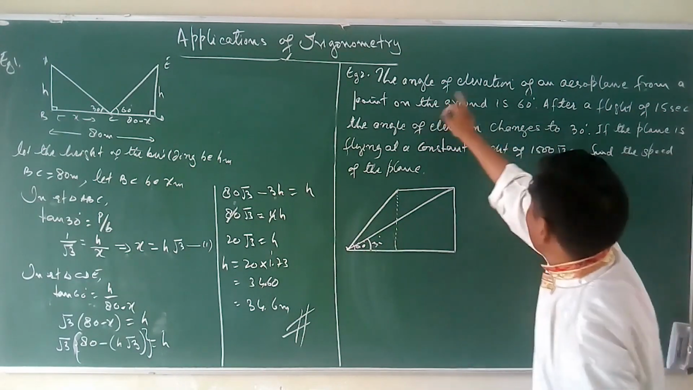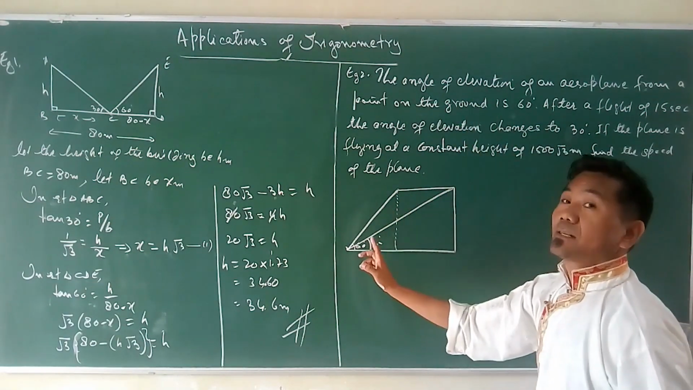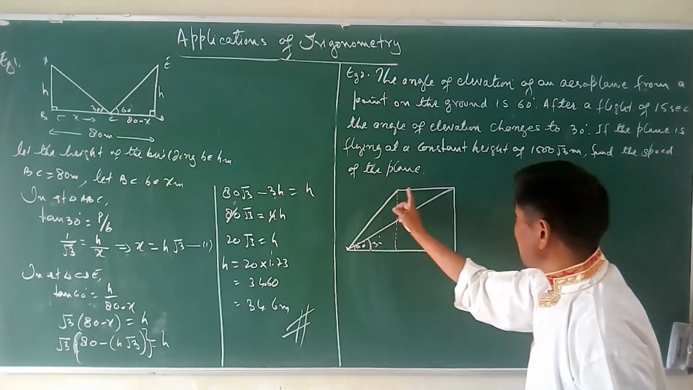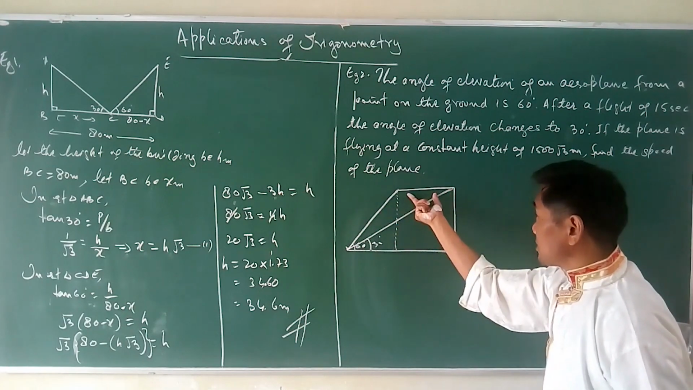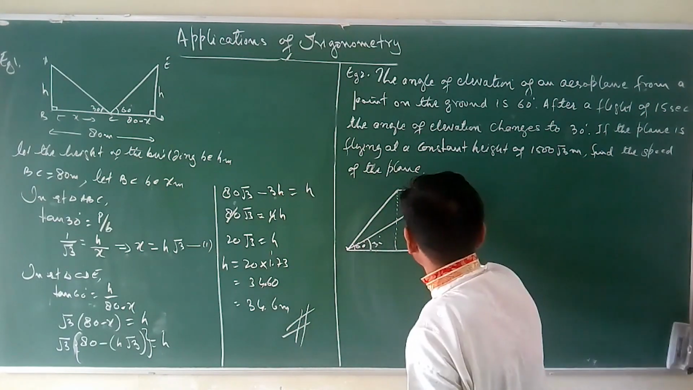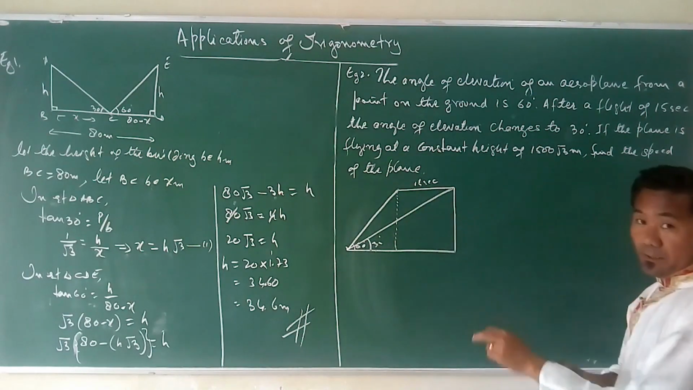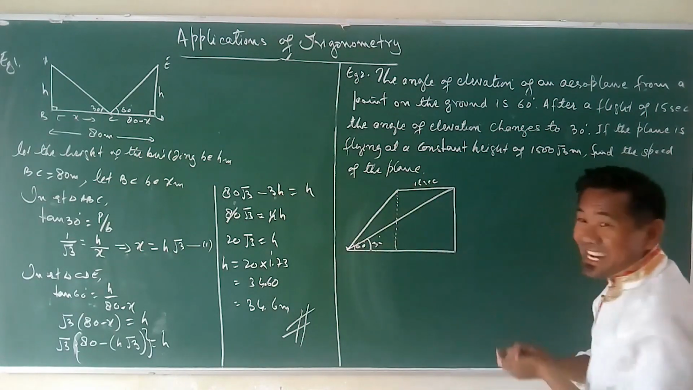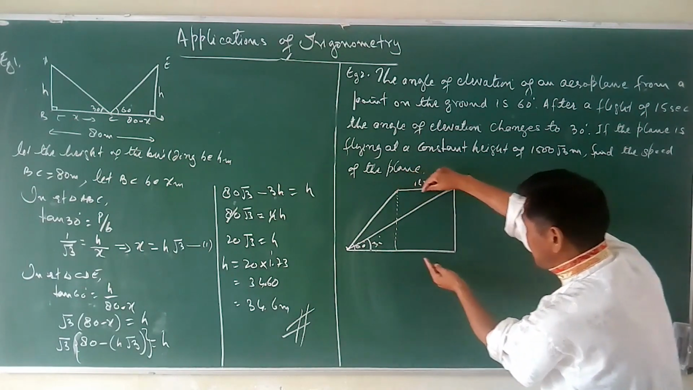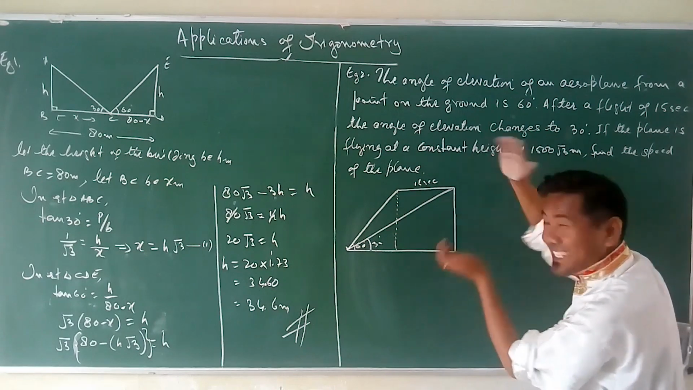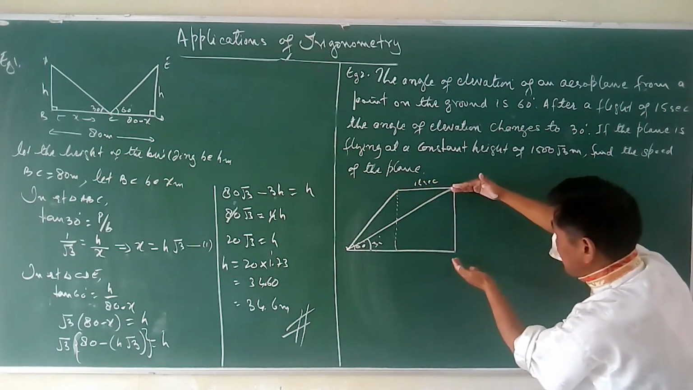The angle of elevation is 60 degrees, and after a flight of 15 seconds, the angle of elevation becomes 30 degrees. The plane is flying at a constant height, the same height throughout.